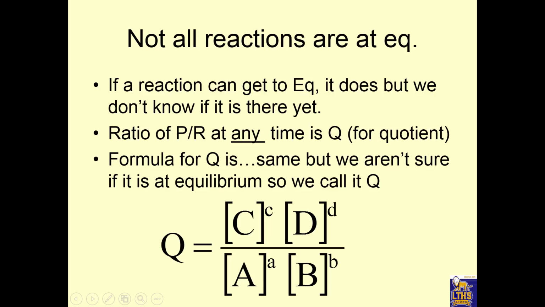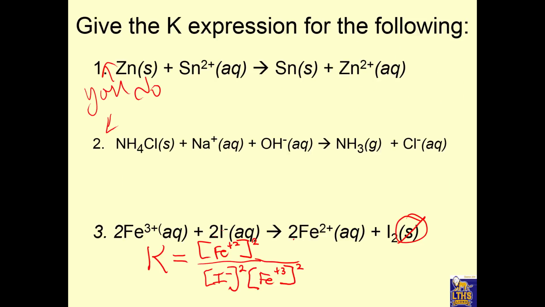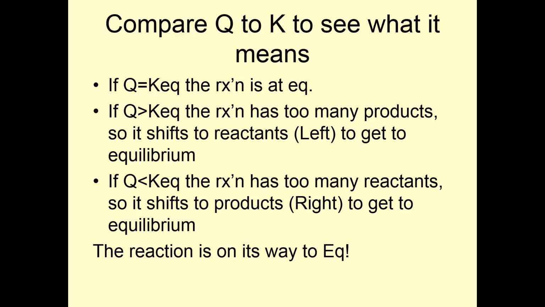Alright, now, the truth is not all reactions are at equilibrium automatically, but if it can go to equilibrium, it's on its way. So sometimes we take a ratio of products to reactants at any time, and we call it Q because we don't know if it's at equilibrium. The formula for Q is the same as K, but we aren't sure if it's at equilibrium, so we call it Q. So if we look back here, it's a K because we know equilibrium. Look over here, it's called a Q because we don't know if it's at equilibrium or not.